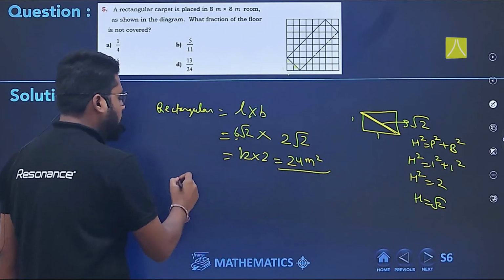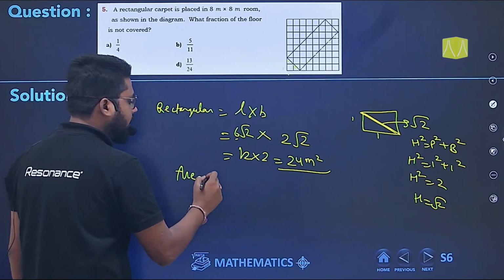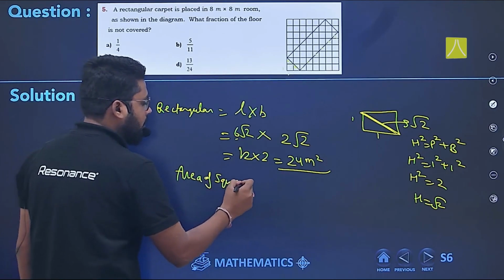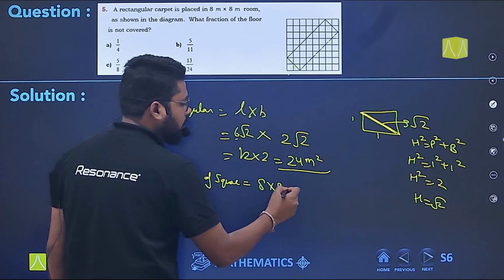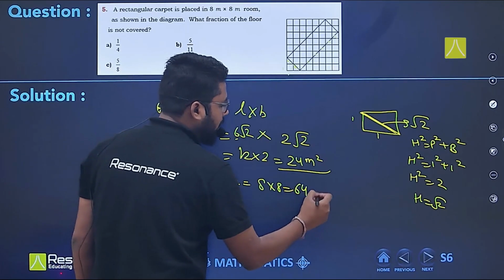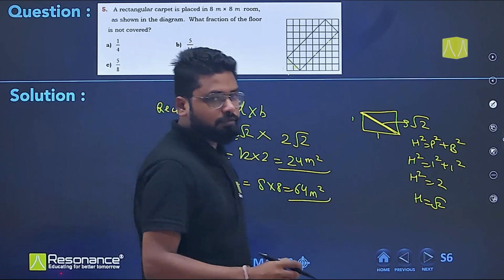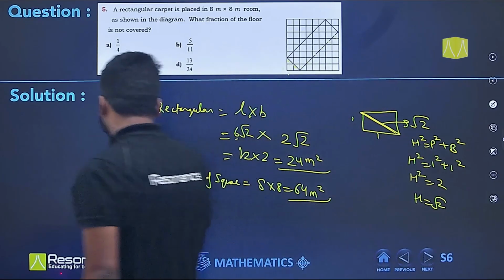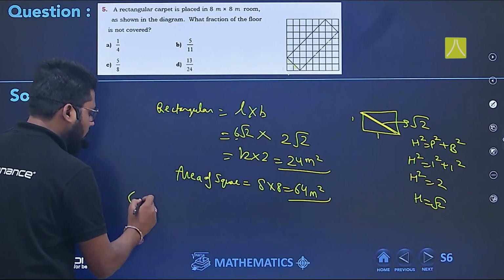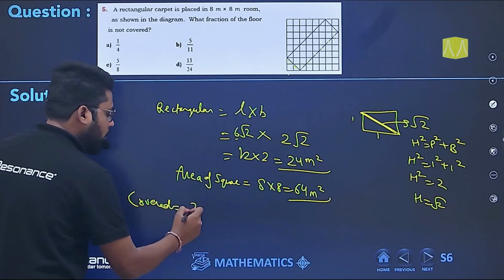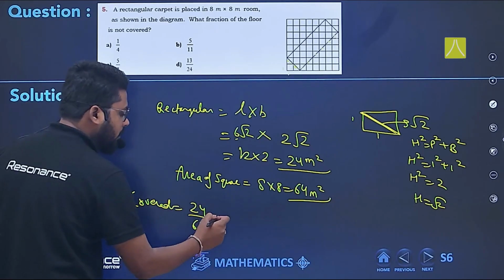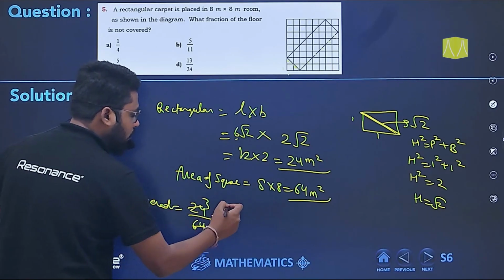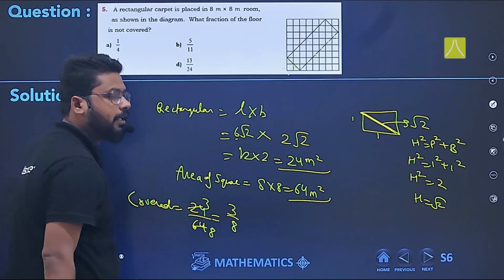And what is the area of square? Side is 8. So 8 into 8 is what? 64 meter square. Okay. So first we will find out what part of fraction is covered. Out of 64 we can see that covered area is 24 by 64. This means 8 to 3, 8 to 8. So 3 by 8 part is already covered.